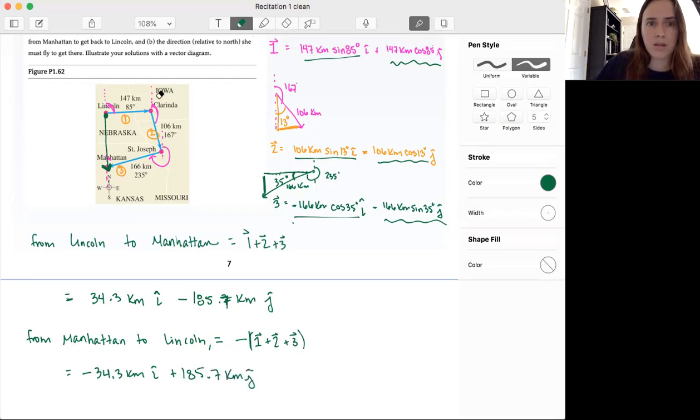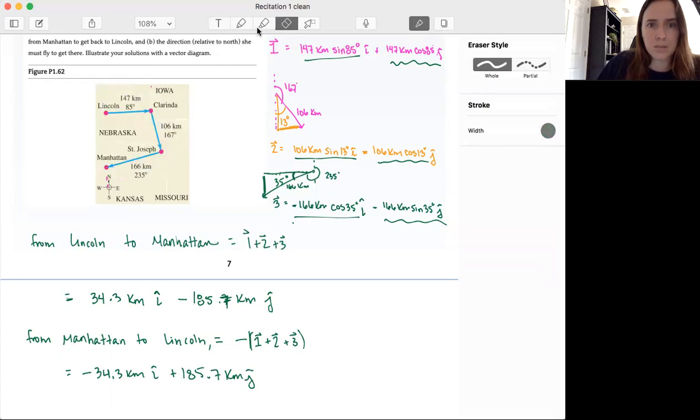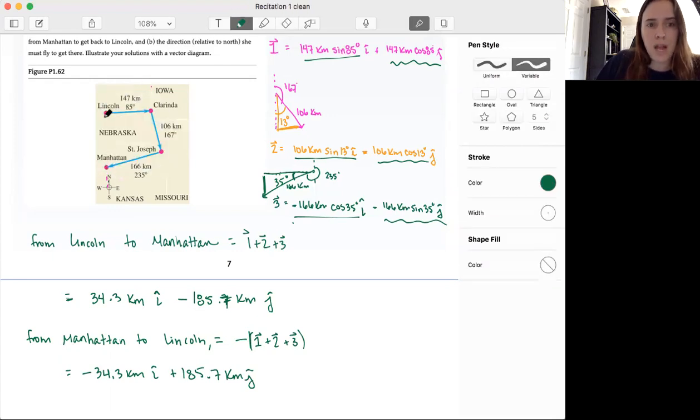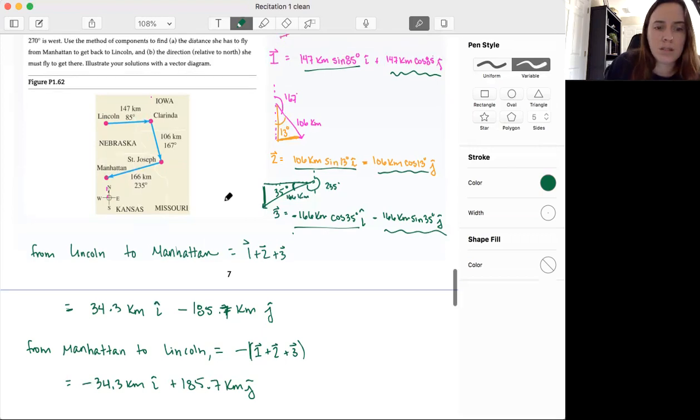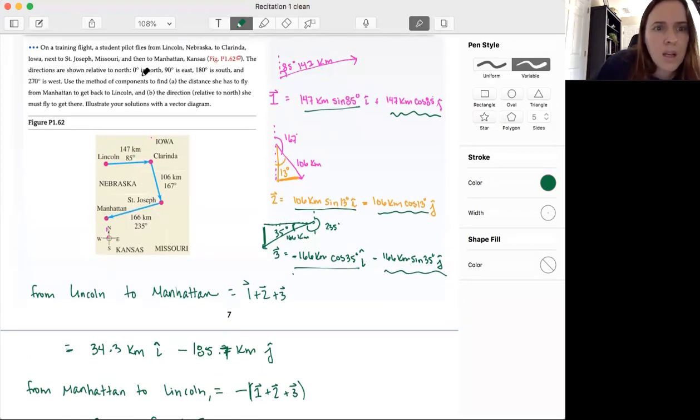So now, let me just erase all my scribbles on here. So to go from Manhattan to Lincoln, we're going up, so that gives us our plus j hat. And we're going slightly to the left, which gives us our negative I hat. Okay, so those are our vector components. So now we want to find the distance, so that's going to be the magnitude of that vector, and the direction relative to north she must fly to get there.